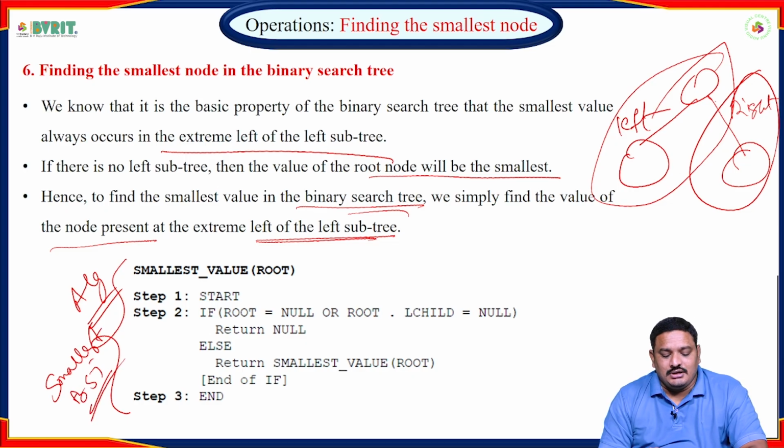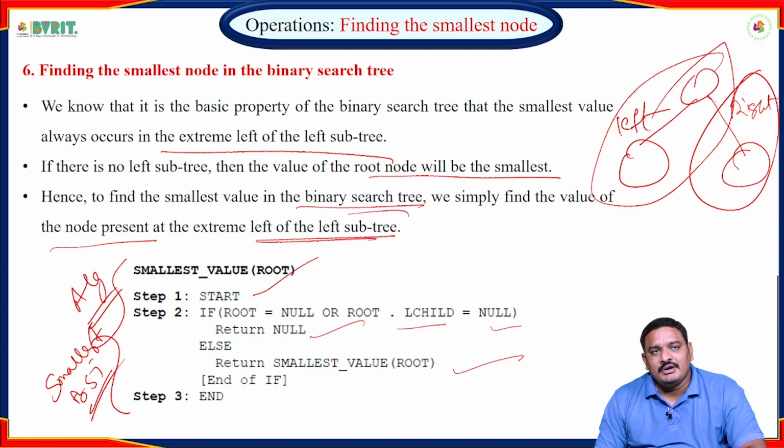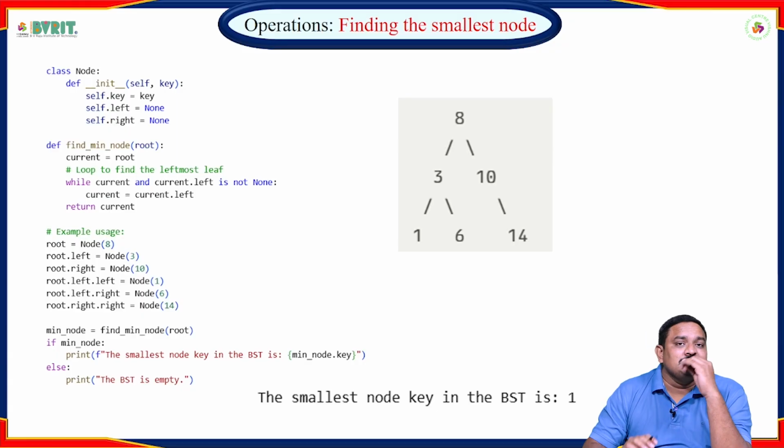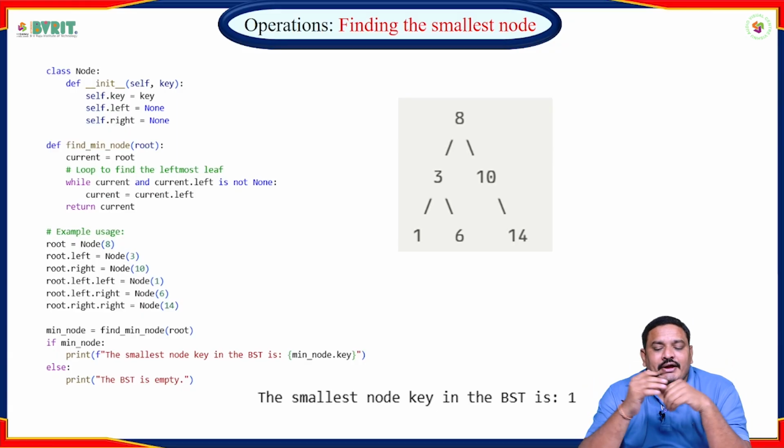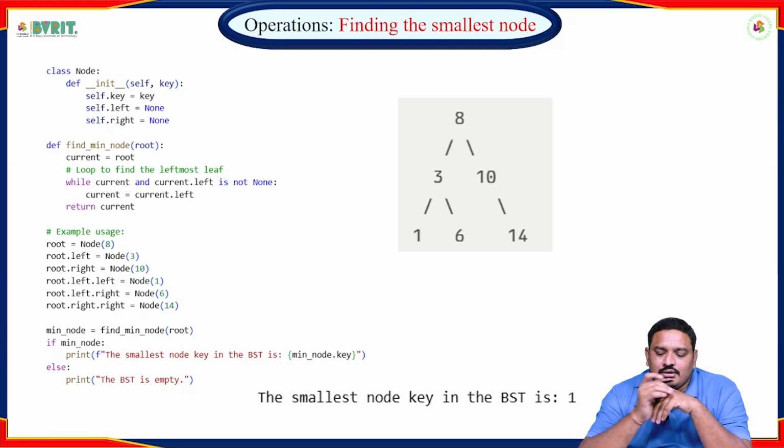How do we define that algorithm? It follows different steps. First step is start. If root equals null or root.left child equals null, return null; else return the smallest value of the root node. This is the algorithm. This is the example for finding the smallest node in the tree. This is the tree node.